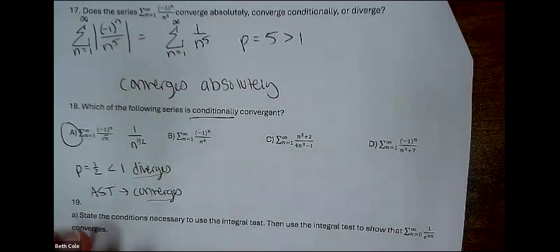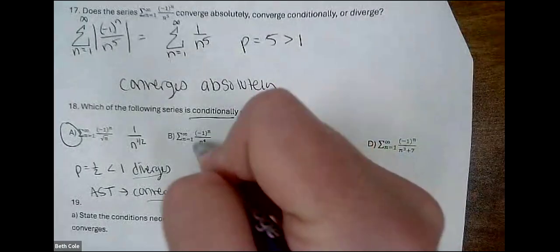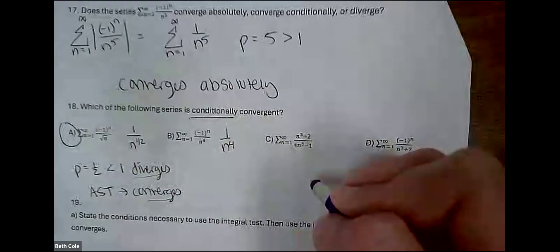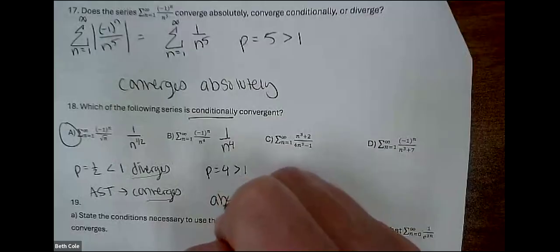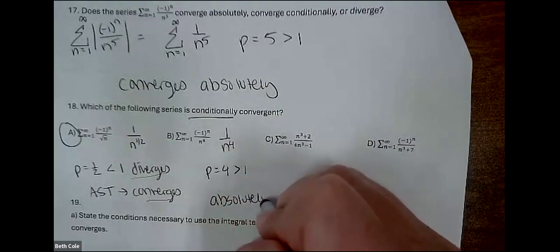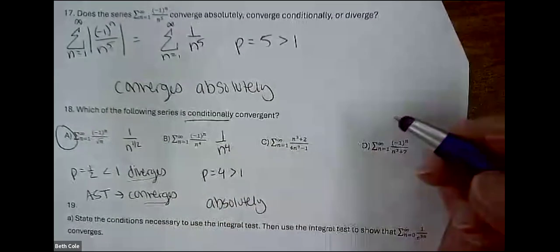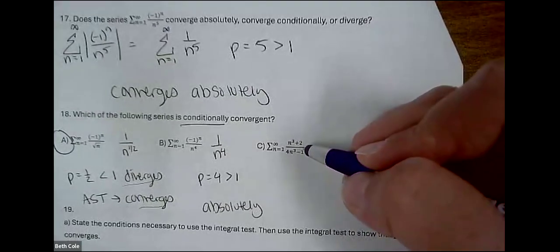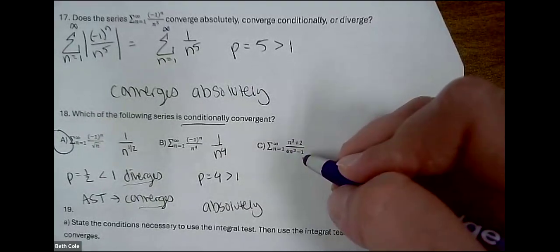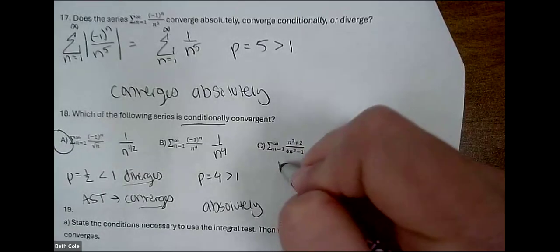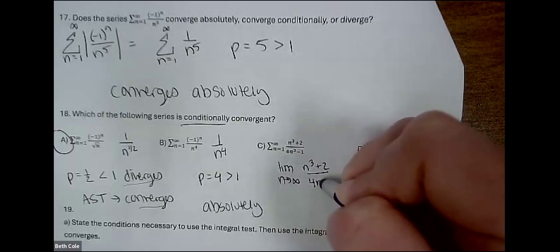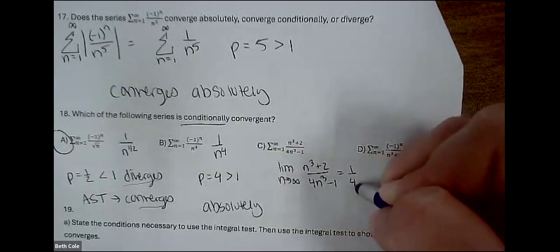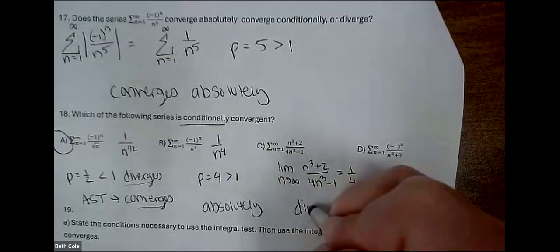So we got lucky and it was the first one, but let's just look at the others. If you did the absolute value of this, you would get 1 over n to the 4th. P is 4, which is bigger than 1. This one converges absolutely. For this one, you would do a comparison, or no, you would not do a comparison test. You would do an nth term test if you did this limit as n goes to infinity. Here, I'll go ahead and write it out. Of all of this, you would get 1/4. That's not 0, so this whole thing just diverges. So we don't want that one.